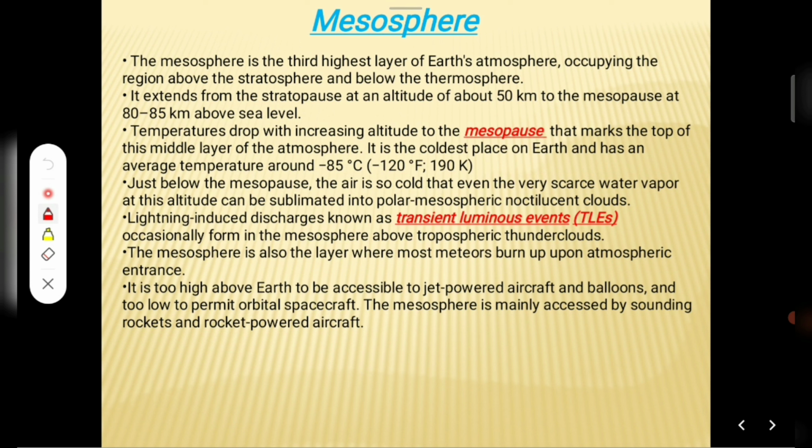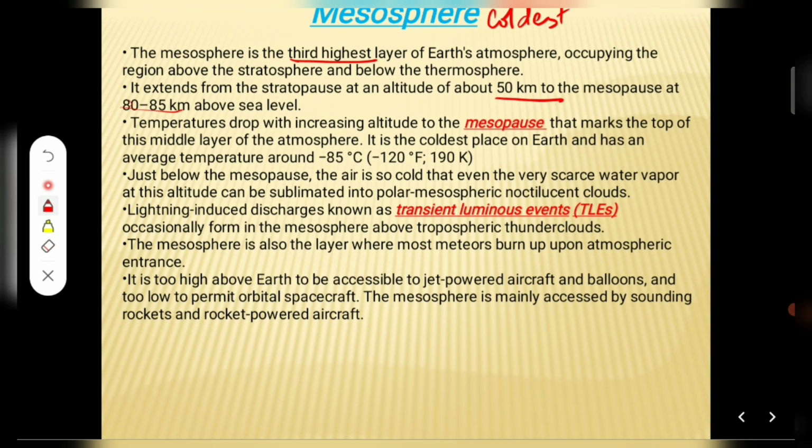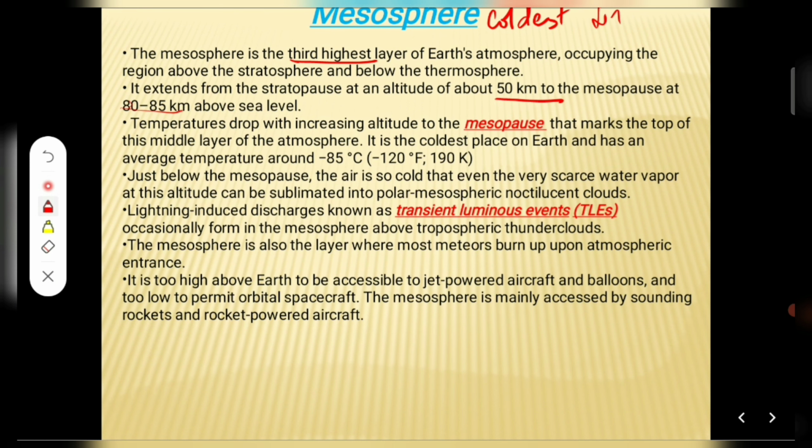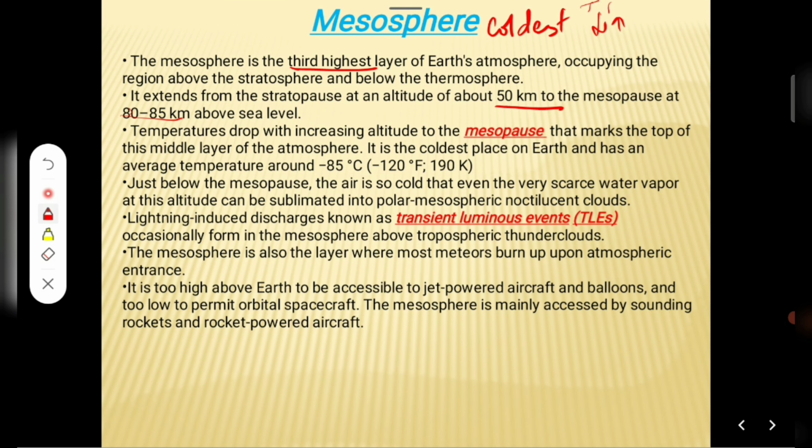Mesosphere starts from the stratopause, roughly around 50 kilometers, and extends up to 80 to 85 kilometers. It is the third highest layer, as we know, and it is the coldest layer. Why? Because in this layer the temperature decreases with the increase in height. This is the temperature, and this is the height, and the minimum temperature is minus 85 degrees centigrade. Remember this, minus 85 degrees centigrade. Then you can easily convert it to Fahrenheit or Kelvin.